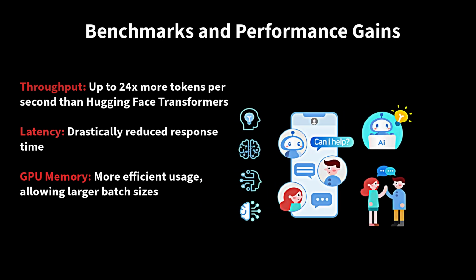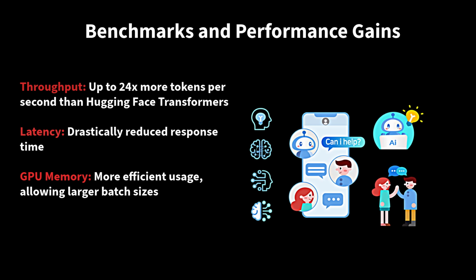You might be wondering, does this really work? The results are super impressive. For throughput, up to 24x more tokens per second than Hugging Face Transformers. In latency, it drastically reduced response time. In GPU memory, more efficient storage and usage, which allowed larger batch sizes. In A/B tests, vLLM often serves 3x to 6x more requests than traditional LLM engines using the same hardware.